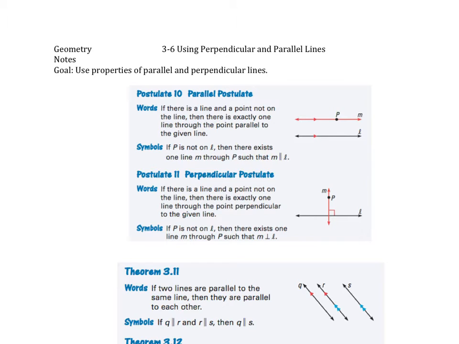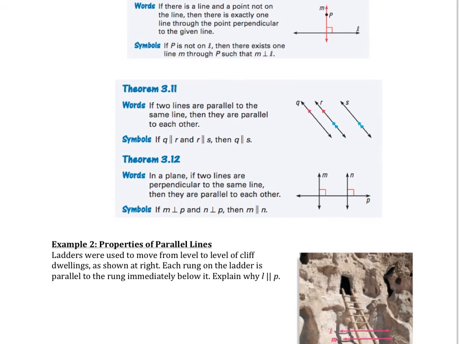And the same thing is going to happen with perpendicular. If I have a line L and a point P, there's only going to be one line I can draw through that point P that will be perpendicular to my given line. Then we have this other theorem.